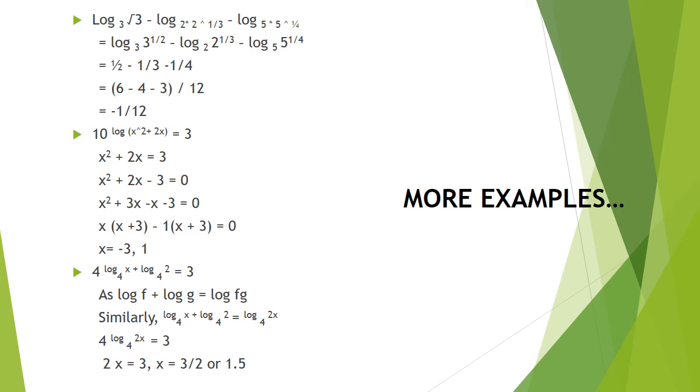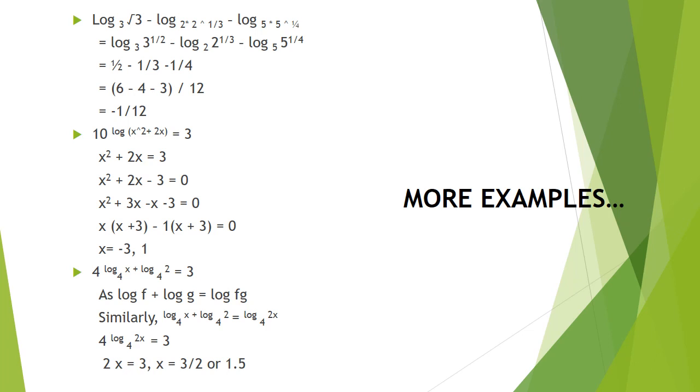Next question is log base 10 of x square plus 2x is equal to 3. To solve it further, you know that log has base 10. So basically, we can solve this equation as such. It will be a quadratic equation and the value of x will be your answer. So x square plus 2x minus 3 is equal to 0. Solving this equation further, you get x square plus 3x minus x minus 3 is equal to 0. And finally, x is equal to minus 3 and 1.